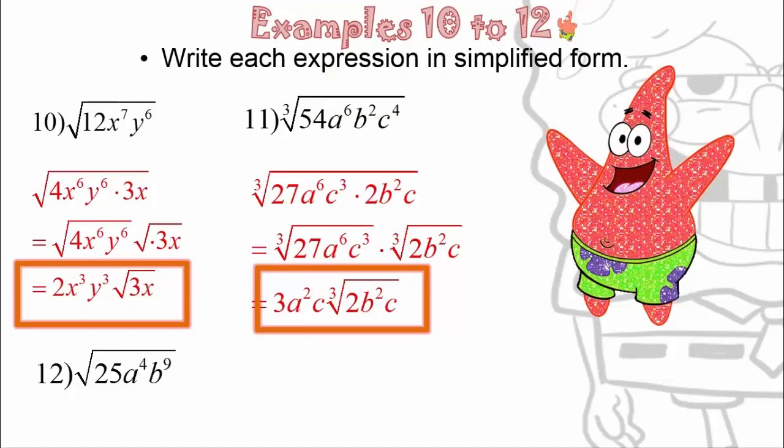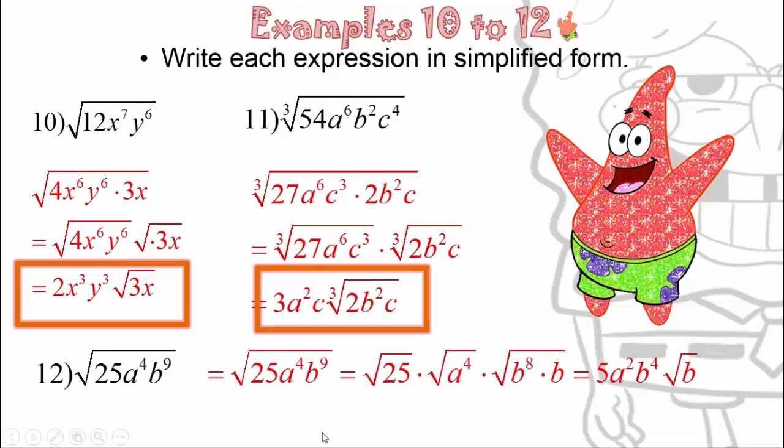Reviewing what we did on the whiteboard, we separated out our perfect squares, and we ended up, after we simplified our perfect squares, with 5a squared b to the 4th square root of b.